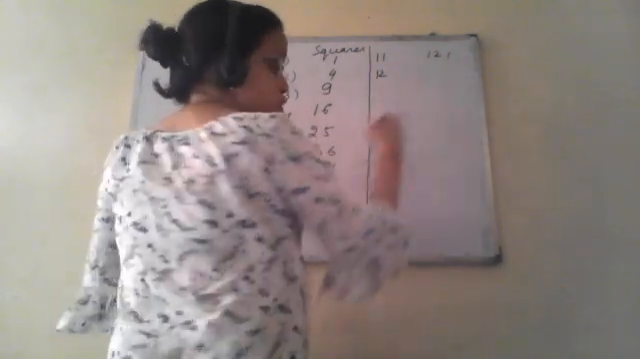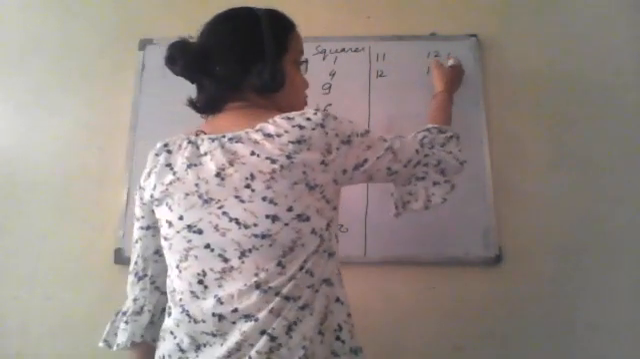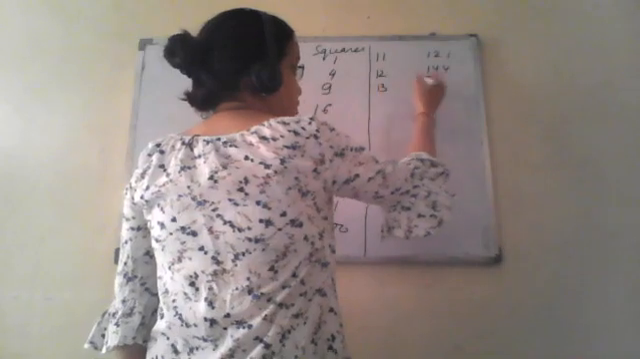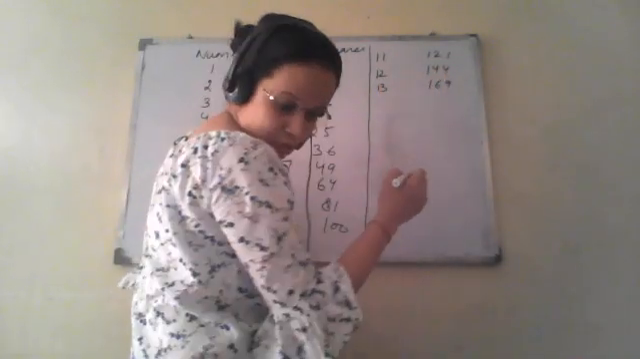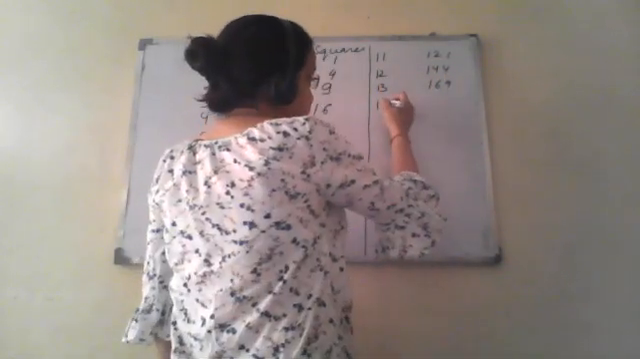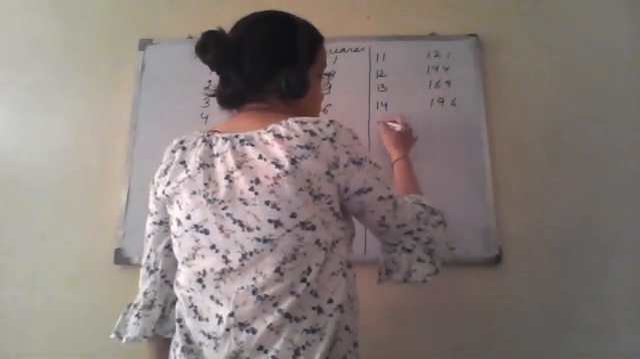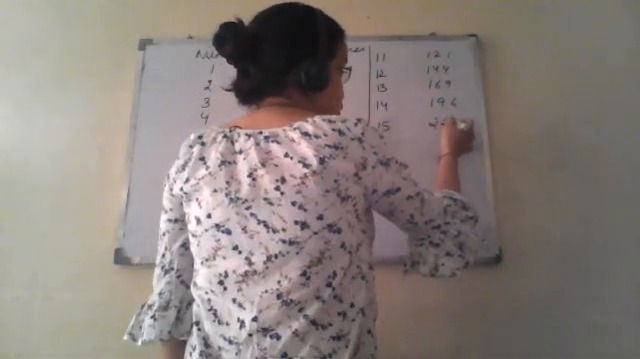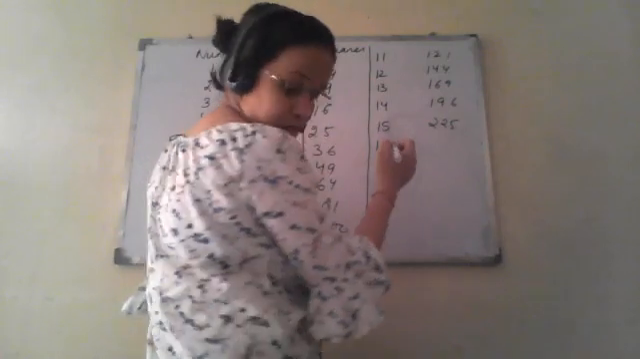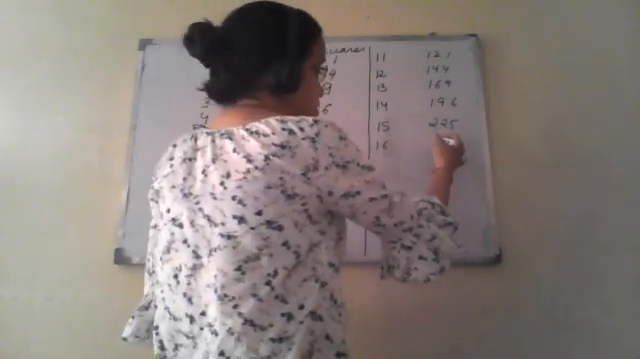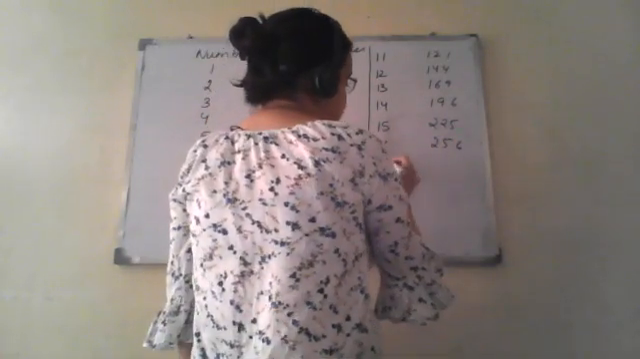Square of 12, that is 12 into 12, it will be 144. Square of 13 will be 169. Square of 14 will be 196. Square of 15 will be 225. Square of 16 will be 256. For 17 it will be 289.